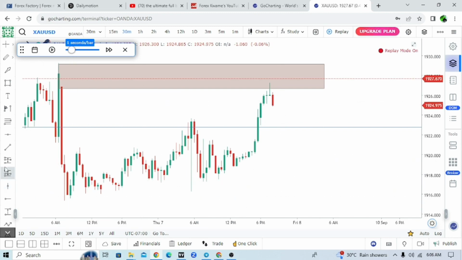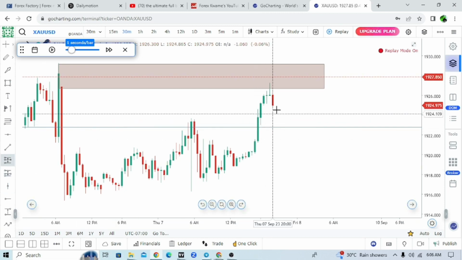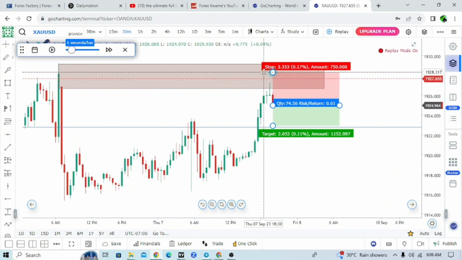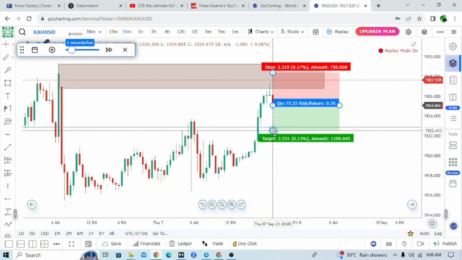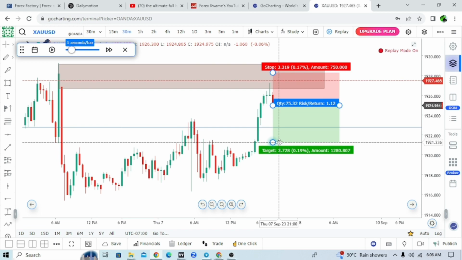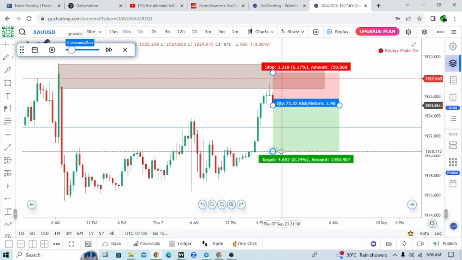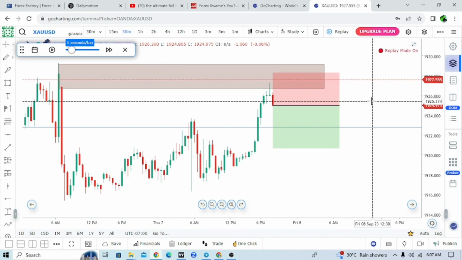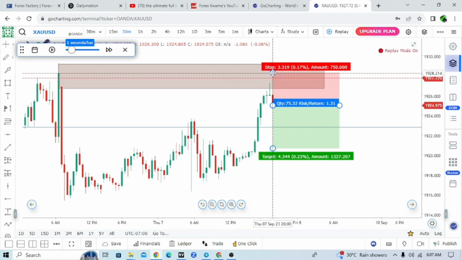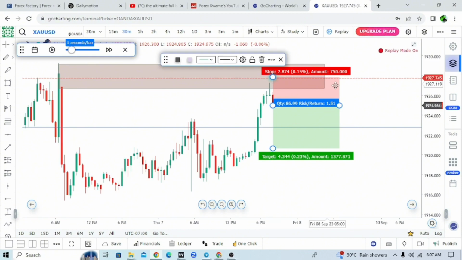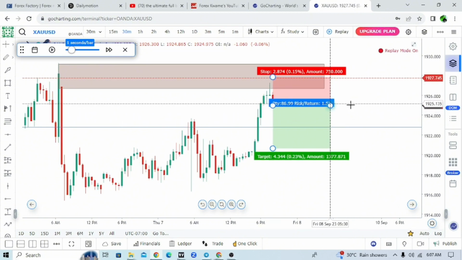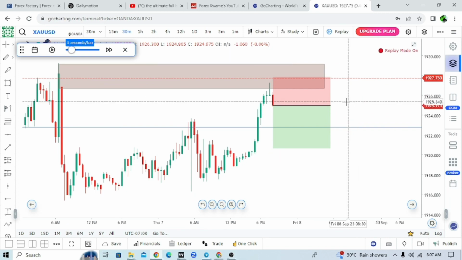We are going to go for short on this trade right now. Going to go for short, and then we put our stop loss right here. Then we put our take profit also right here, okay, which is like 1:2, okay. Let's bring our take profit and stop loss right here, and then wait for the market to do what it wants to do.